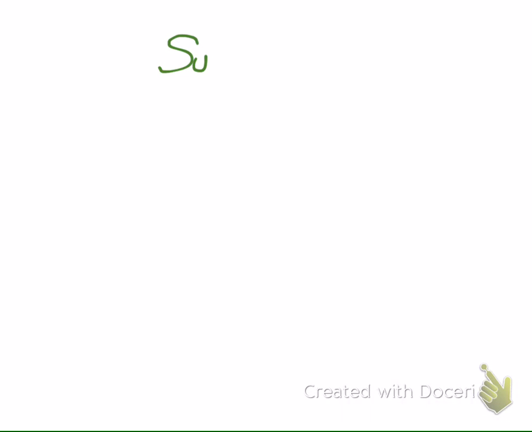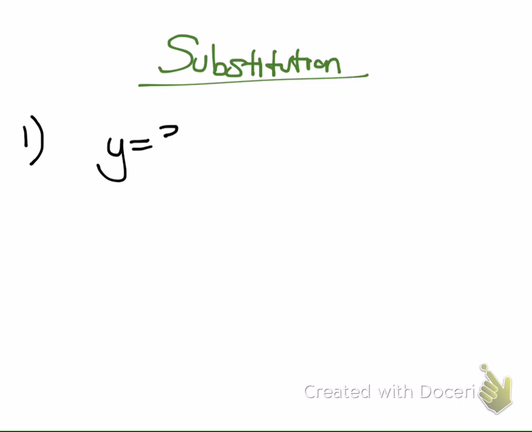So another way we can solve systems of equations is by substitution. Okay. So let's get out that note sheet and look at number 1. It says y is equal to 3x and x plus 2y is equal to negative 21. Those are your two equations there. So you want to solve for an x and a y that makes this true and that makes this true.